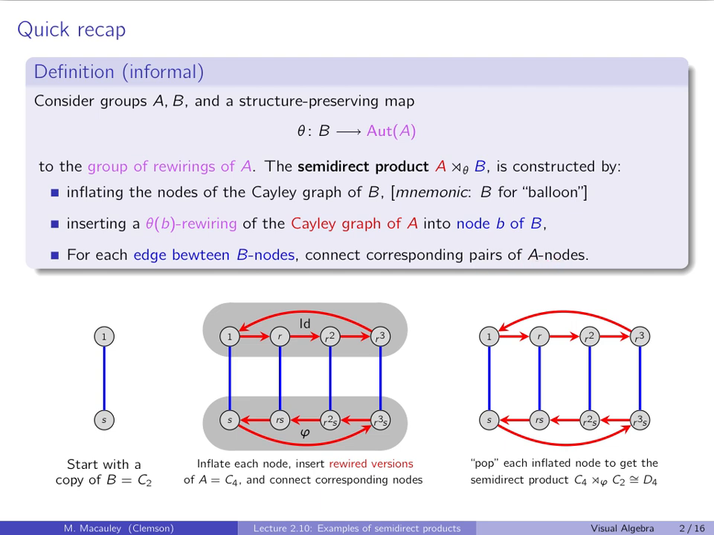So here's an example of that. We start with a copy of C2. We inflate these nodes like balloons. We stick in rewired copies of the Cayley graph for A. And this identity and phi, these are the labels that are given by this map. And this says stick in the standard Cayley graph for A up here, and here stick in a reversed copy of that. And then we pop those balloons, and here is our semidirect product.